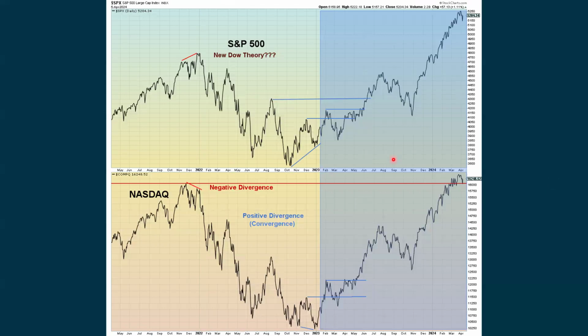Then here's a new look at Dow theory, where instead of using the Dow, we look at the S&P 500, since that may be a better representation of the U.S. economy. And then instead of using the transports, we use the NASDAQ, because the NASDAQ is more tech. And we're coming off of recent all-time highs with the S&P, also recent all-time highs with the NASDAQ. So this new way of looking at Dow theory is providing some confirmation.